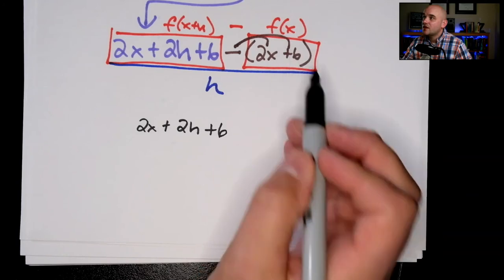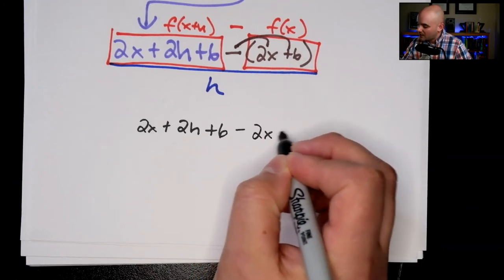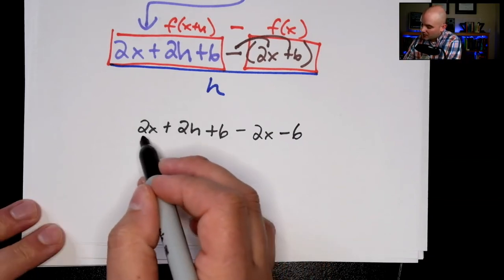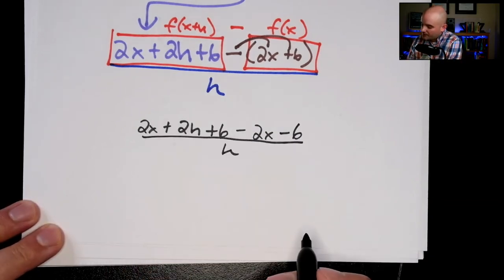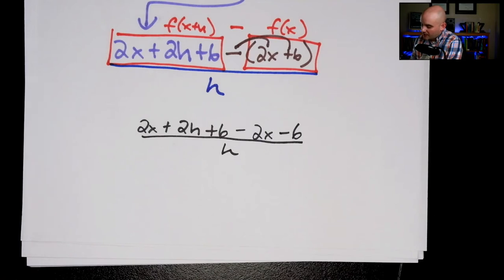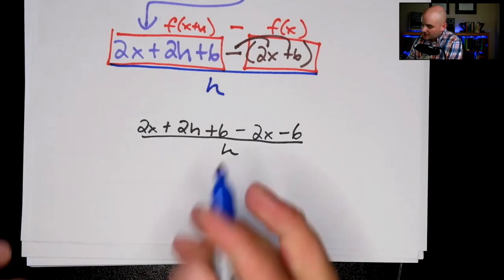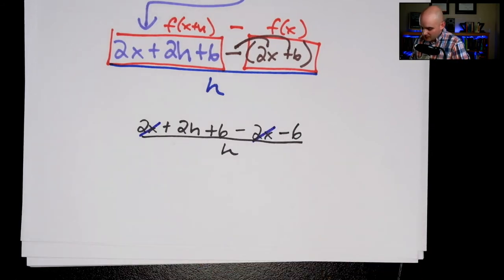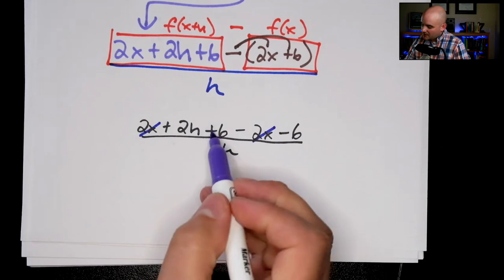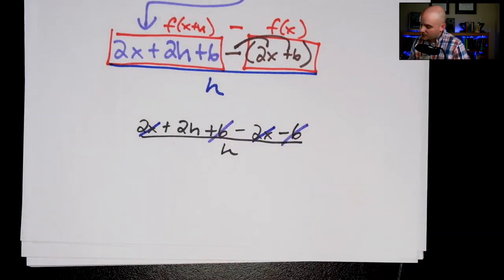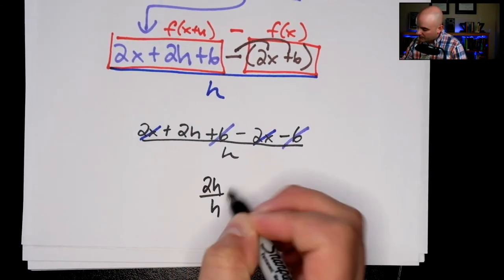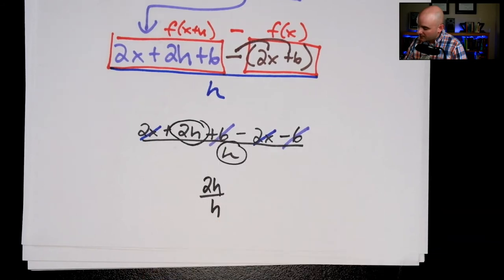And then we distribute that negative. We're going to get minus 2x minus 6, and then this is all over h. Well, what can be combined here? Well, we've got a positive 2x and a negative 2x, so they will add up to 0. We got a positive 6 and a negative 6, so those two add up to 0. And what I'm left with is 2h over h. Just this 2h right here over this h.